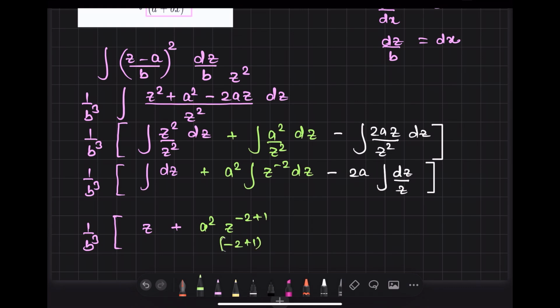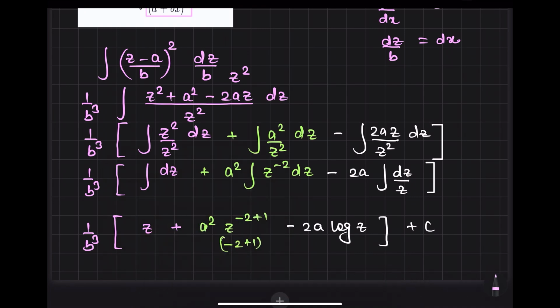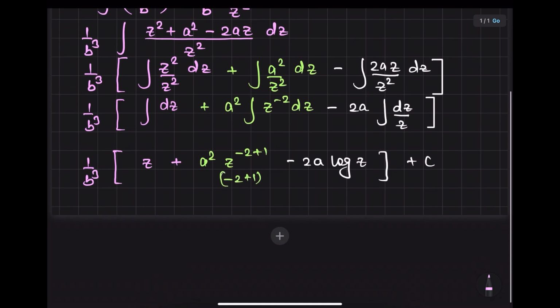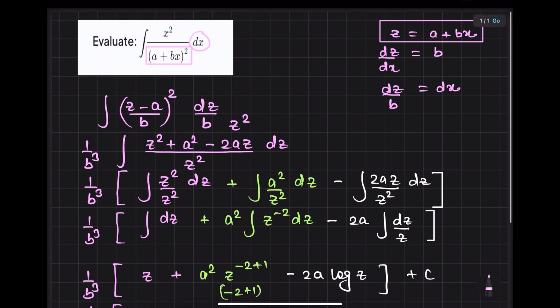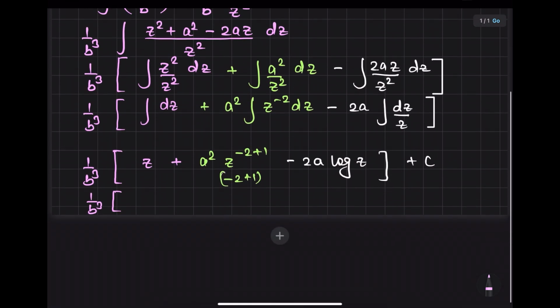Now this thing is done. Now we have the next component as minus 2a. Integration of 1 by z is log z. Okay, and then we have to introduce our integrating constant c. Now let's write down the final answer in a more simplified way. So it is 1 by b cube. You know that you have to replace z. So what is your z? It is a plus bx.